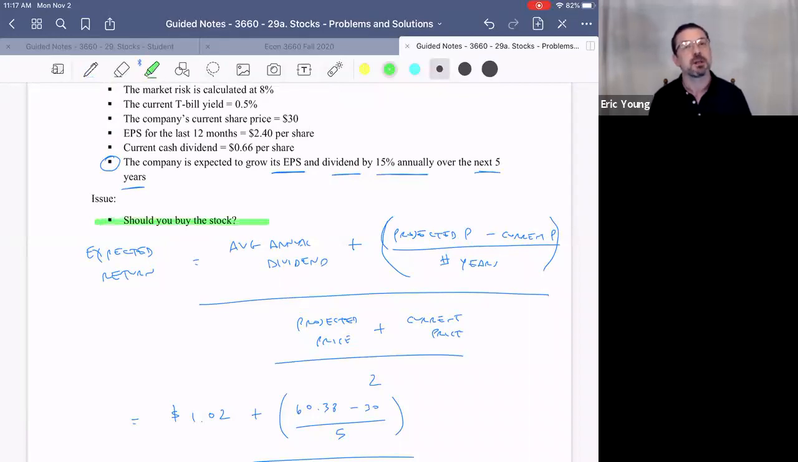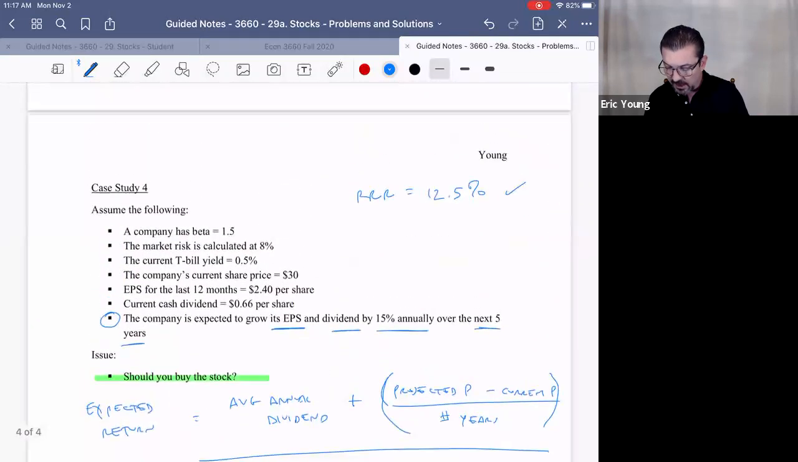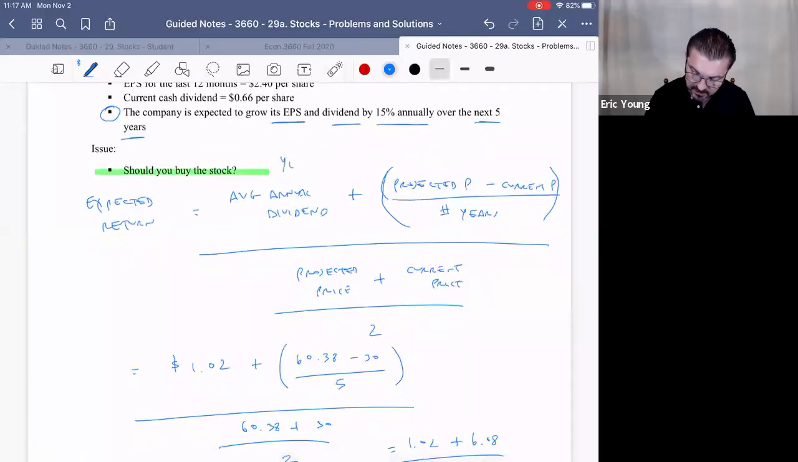You ask this question: is your expected return meeting or exceeding your required rate? And in this case, 15.7% expected return exceeds 12.5% required return. So all else being equal, yes, you would buy this stock. Okay, this was a really long, complicated process, but this is the way, at least in theory, the mechanics of stock valuation and the decision to buy or not buy would hold true.